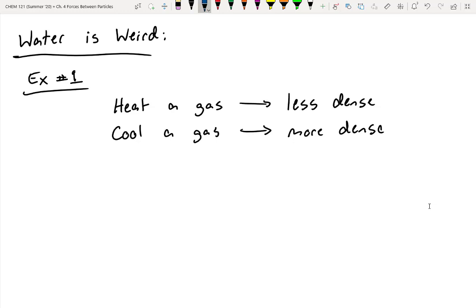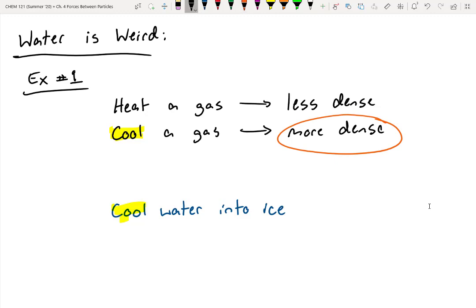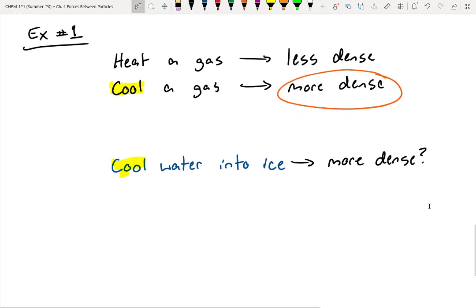However, let's take this situation. So let's say you cool water into ice, right? So if we look at it, I'd say, well, we're cooling. Wouldn't we expect this to be more dense? So let's imagine you cool water in your ice cube tray and form ice, and then you put that ice back into liquid water. Will the ice sink or float? That should float, right? So it's not getting more dense, it's actually getting less dense.